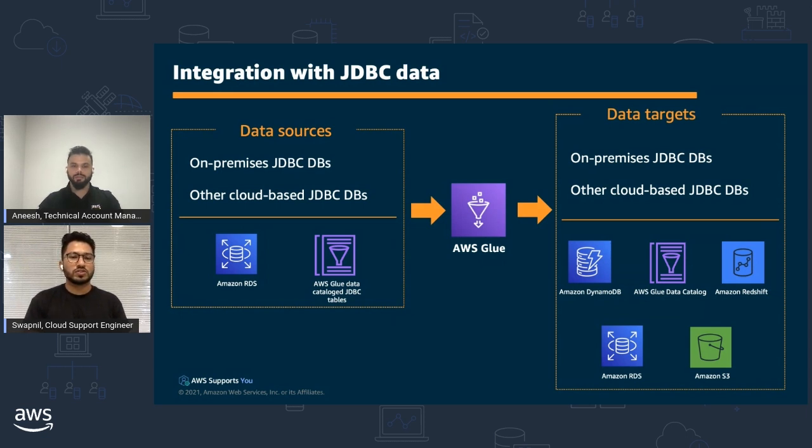Once I'm done with my source and I carry out the transformation, we can focus on the targets. Similarly, I can write out to on-premise and other cloud-based JDBC databases. I can also write out to my Amazon RDS and Glue Data Catalog. Moreover, I can also write out to Amazon S3, Amazon Redshift, and also to my DynamoDB table. This is more of the interaction we have seen with customers, regarding what the typical data sources and data targets they use. Let's talk about this in detail. So let's move to the next slide.